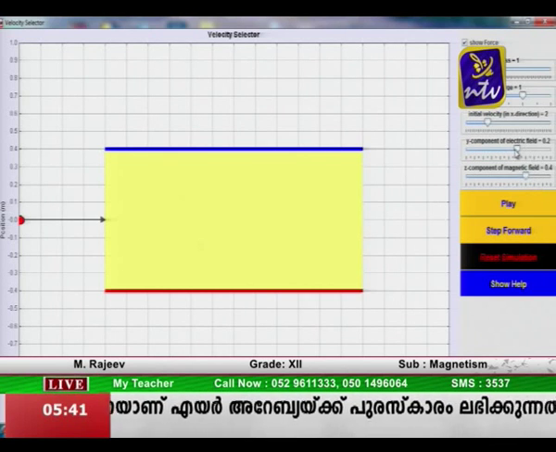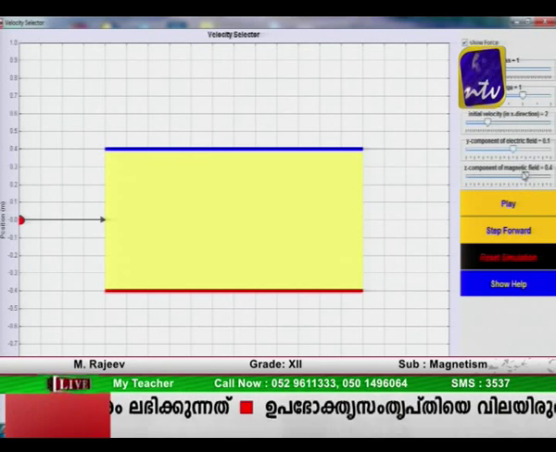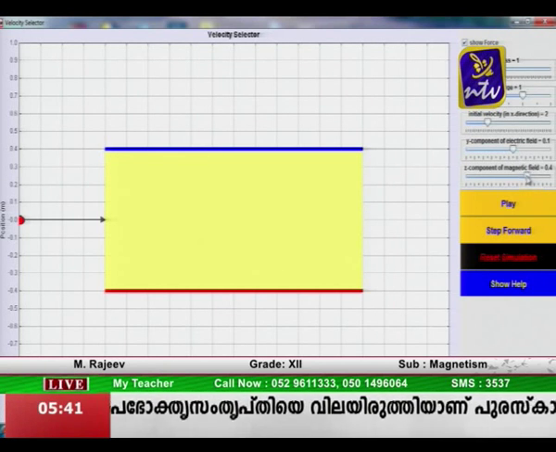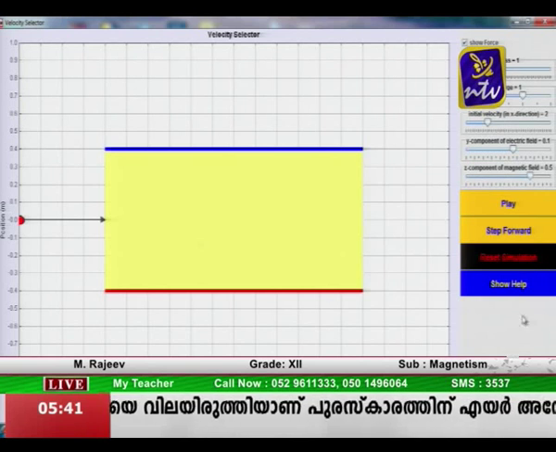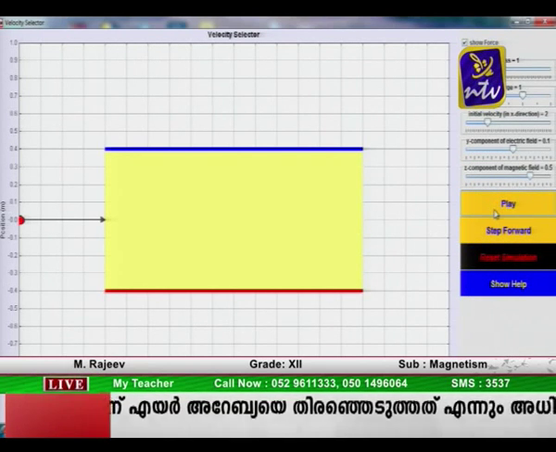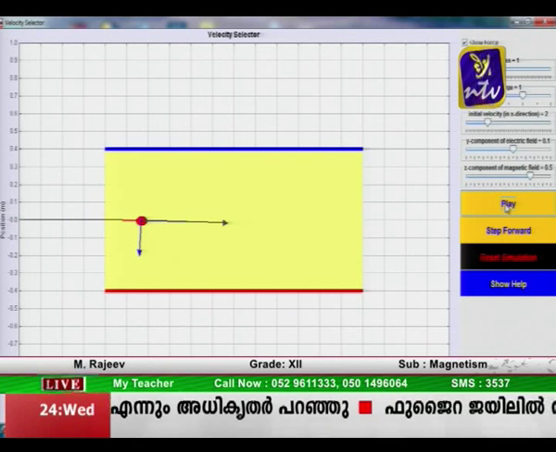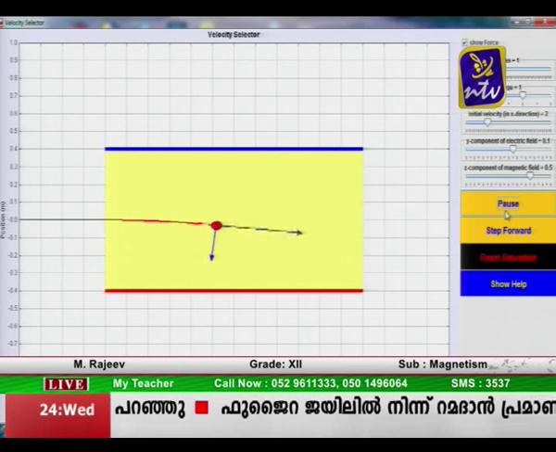Let me take it another way. Electric field I am keeping as 0.1, and magnetic field I am keeping as 0.5. Okay, E is 0.1 and B is 0.5. All right, so then let us see what is happening here. Here both the forces act in the same direction, so they will be added up.